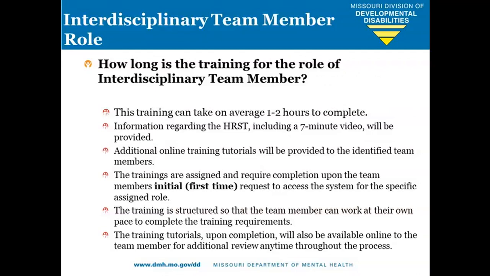This training can take, on average, 1 to 2 hours to complete. Information regarding the HRST, including a 7-minute video, will be provided. Additional online training tutorials will be provided to the identified team members. The trainings are assigned and require completion upon the team member's initial first-time request to access the system for the specific assigned role. The training is structured so that the team member can work at their own pace to complete the training requirements. The training tutorials upon completion will also be available online to the team member for additional review anytime throughout the process.